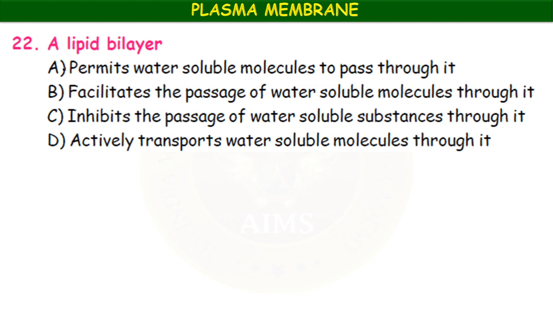A bilipid layer, what is the function? It permits water soluble molecules to pass through it, facilitates the passage of water soluble molecules through it, inhibits the passage of water soluble substances through it, or actively transports water soluble molecules through it. Okay, what is the function of the bilipid layer in a plasma membrane? Okay, it inhibits, being hydrophobic. It inhibits the passage of water soluble substances through it.